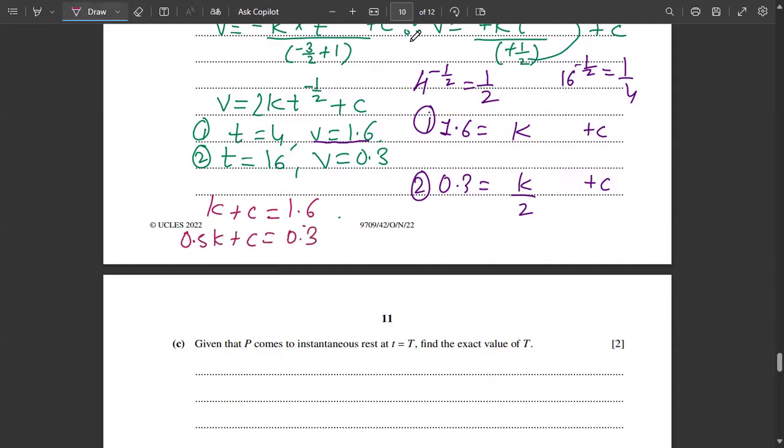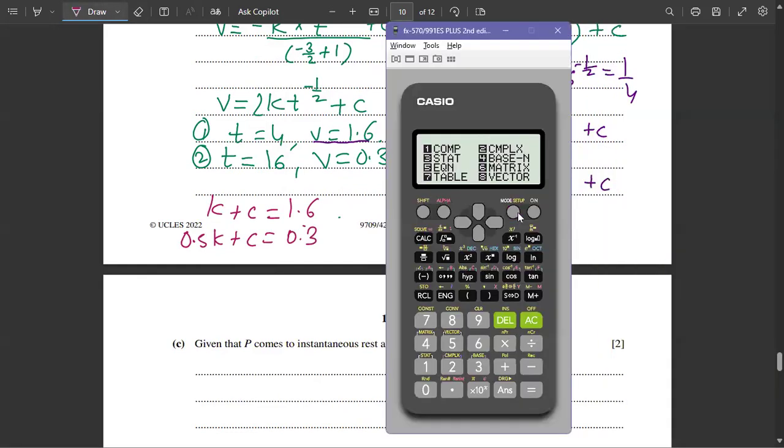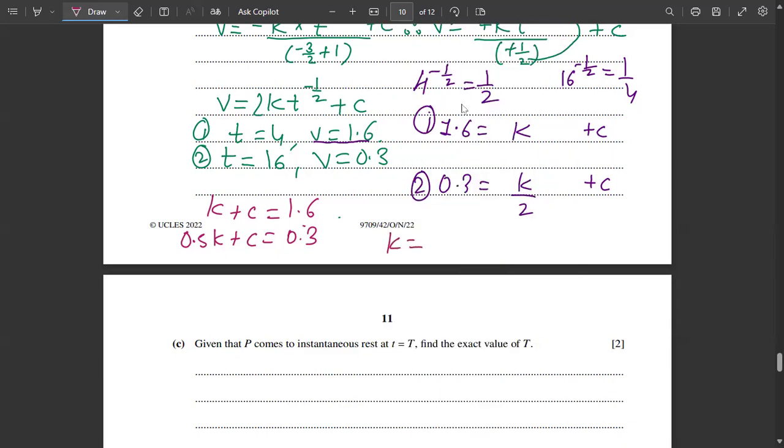Now we'll put this in the calculator. Shift mode, equation, and 1. So 1, 1, 1.6, 0.5, 1, 0.3. So the value for k is 2.6 and the value for c is minus 1. So the value for k is 2.6, the value for c is minus 1.